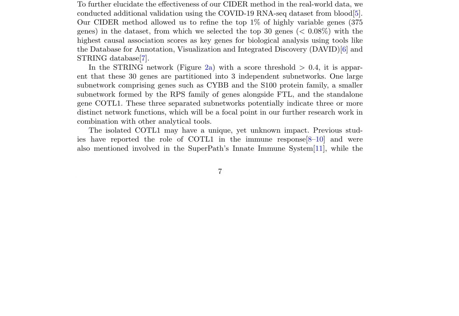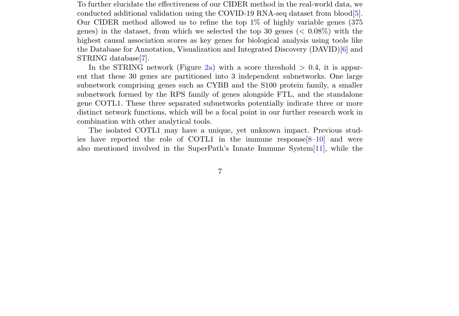CIDER also manages to retain 91% of the performance in identifying cell-type causal subgraphs, demonstrating its efficiency in network sparsification without significant loss of accuracy. To further elucidate CIDER's effectiveness, the top 1% of highly variable genes, 375 genes, in the dataset are refined, and the top 30 genes with the highest causal association scores are selected for biological analysis.